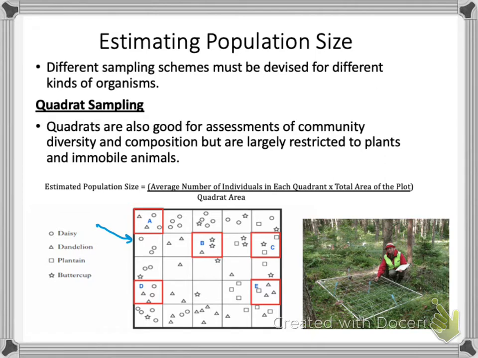To estimate your population size, you're going to take the average number of individuals in each quadrat and multiply it by the total area of that plot. And then you're going to divide it by the quadrat area. So basically you're setting up a proportion saying that the number of individuals in your individual quadrat is going to be proportional to the total number of individuals in your entire sampled space.